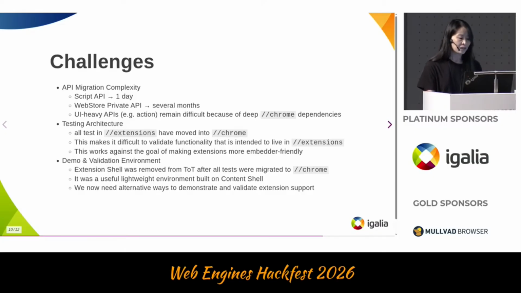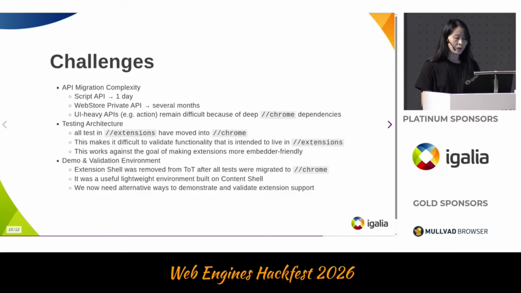The second challenge is testing. Recently, all tests in the extension layer have been moved into the Chrome layer on top of tree of the Chrome main branch. While this makes sense for Chrome development, it creates difficulties for verification on the embedder side. Functionality that is intended to live in extensions can no longer be validated independently from the Chrome layer.